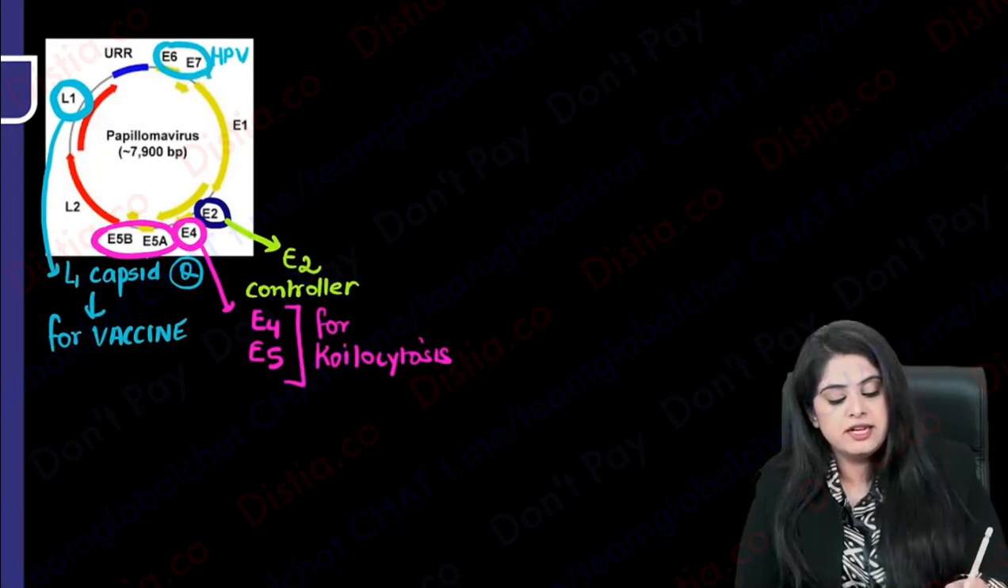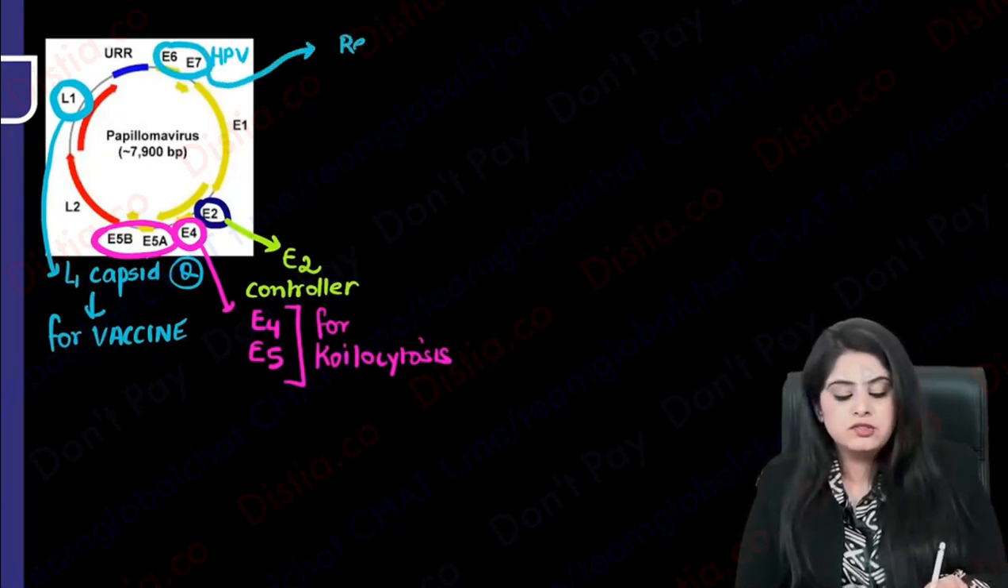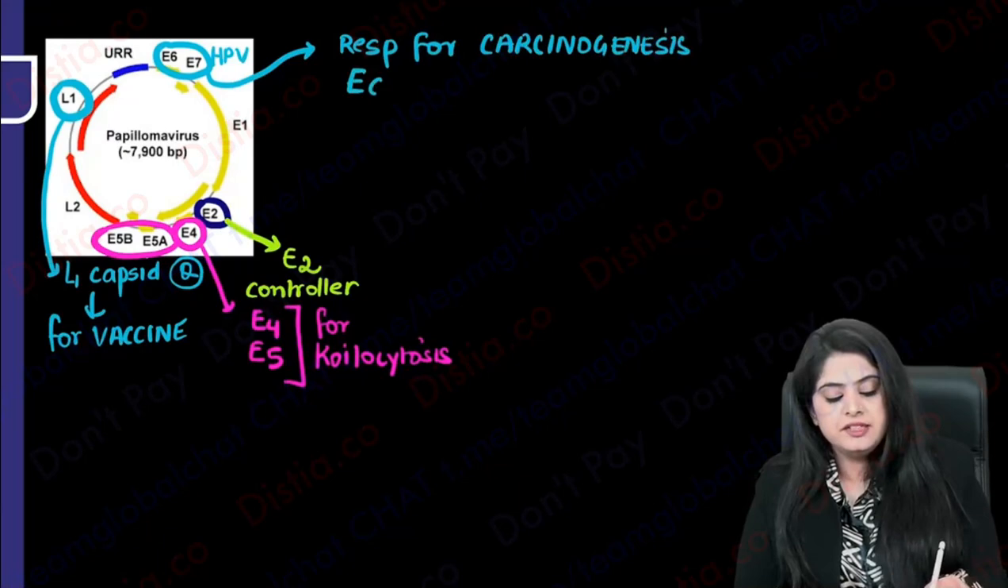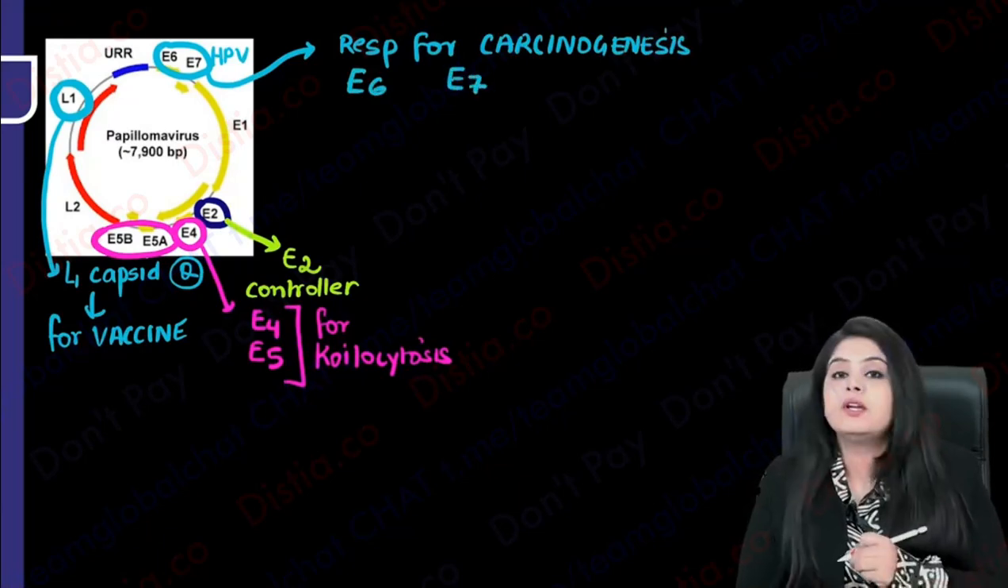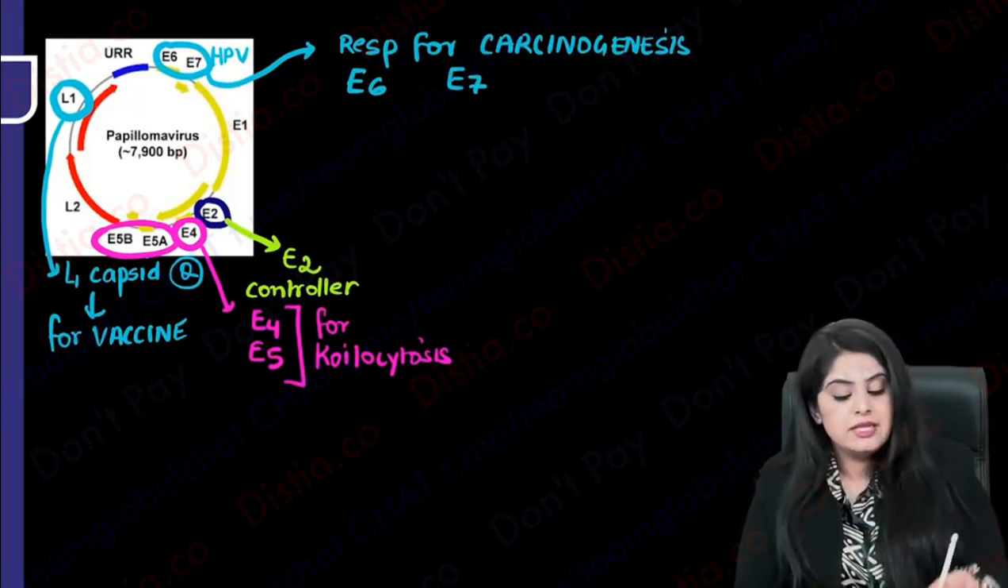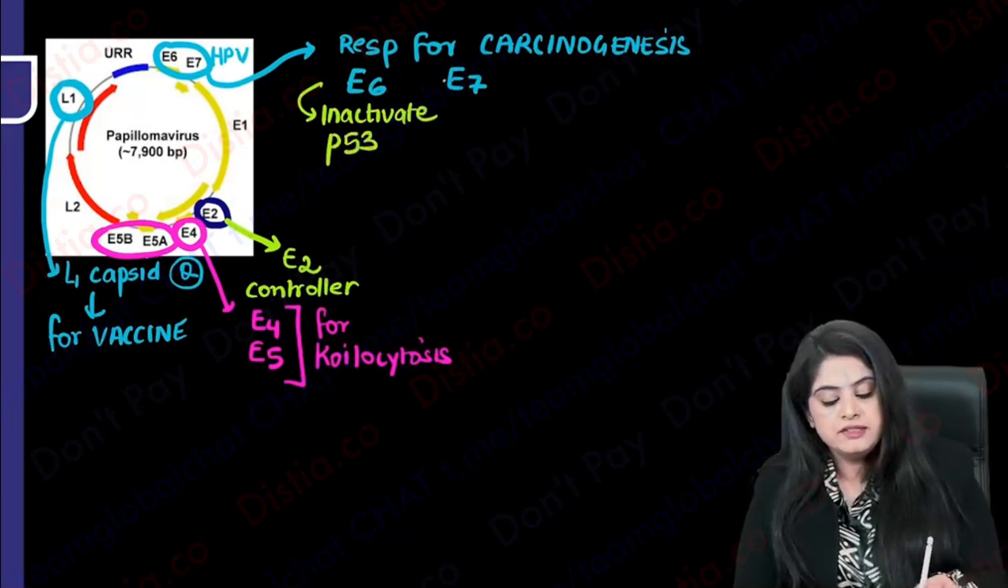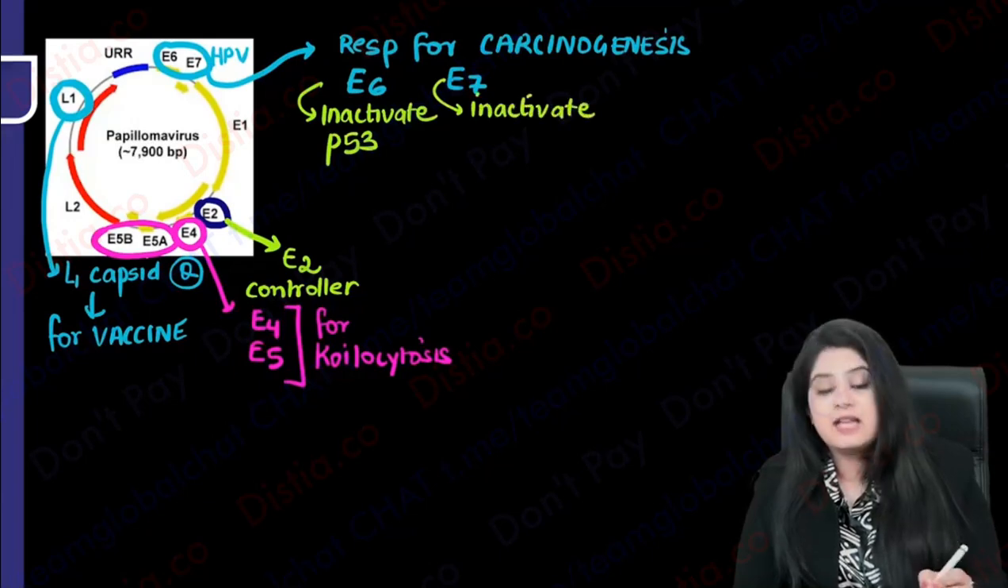Now, these are the deadly ones. Please note, these are the molecules responsible for cancer formation, carcinogenesis, and that is going to be E6 and E7. How do they cause cancer? Very famous question. E6 is going to go and inactivate the policeman. Who is the policeman? P53. E7 is going to go and inactivate the governor of the genome, that is the RB gene.